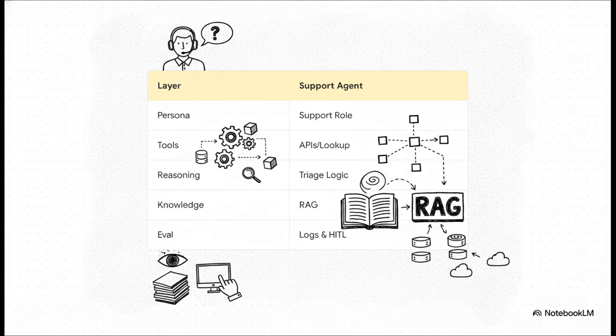The persona, that becomes your dedicated support role. The tools layer gets populated with your APIs for account lookups and ticket escalation. The reasoning layer is where the critical triage logic lives. For knowledge, you're using Retrieval Augmented Generation, or RAG, to search over your company's actual manuals. And finally, the evaluation layer relies on those system logs and human-in-the-loop escalations we just covered.